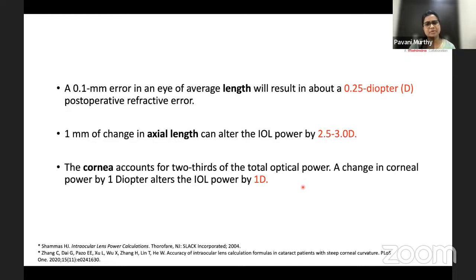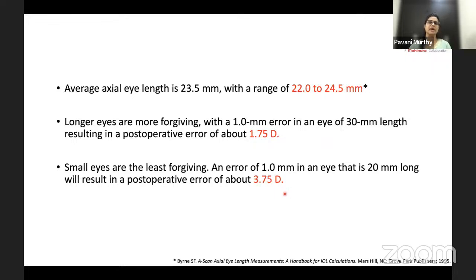A few important aspects of cataract surgery to note here are that a 0.1 mm error in the eye of an average length will result in almost 0.25 diopter error in post-operative refractive error. So 1 mm change in the axial length can cause almost a 2.5 to 3 diopters of error. A change in the corneal power by 1 diopter can lead to an IOL prediction error of again 1 diopter. The normal average axial length ranges from approximately 22 to 24.5 millimeters.